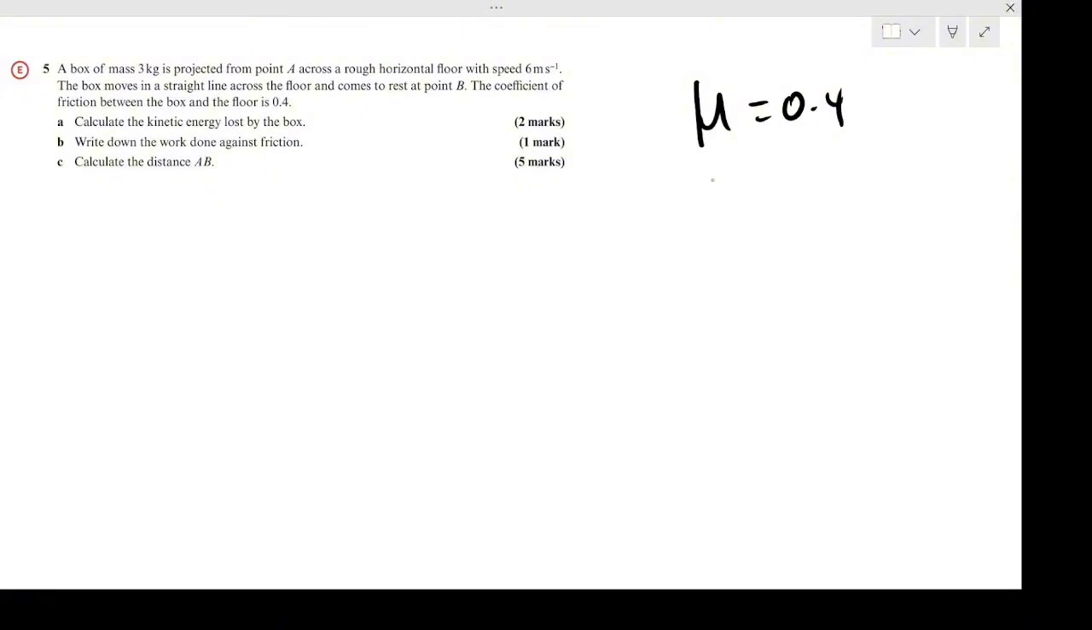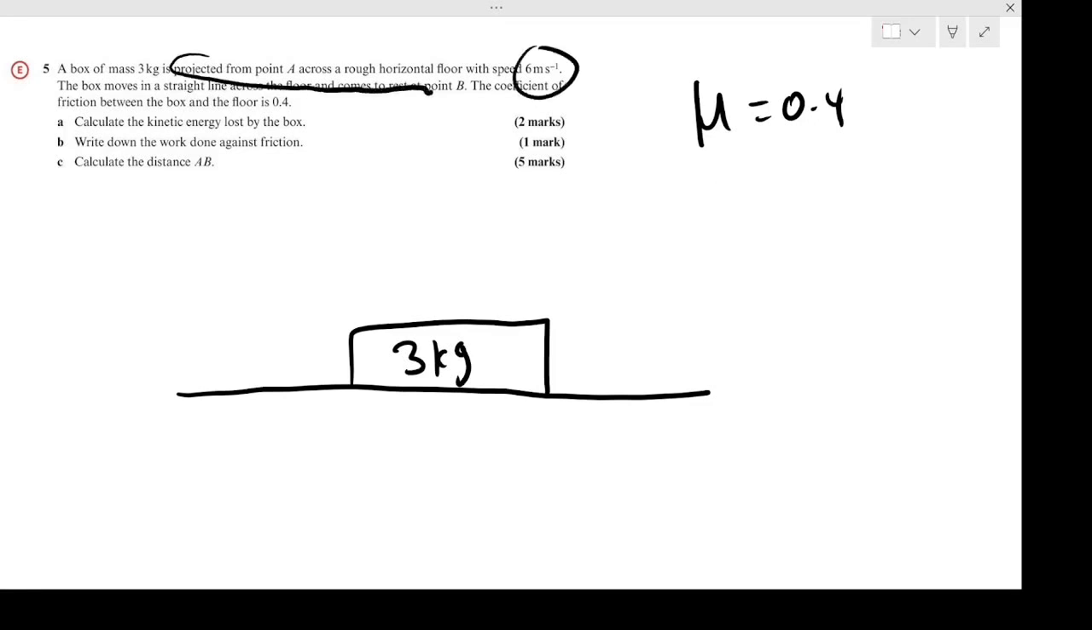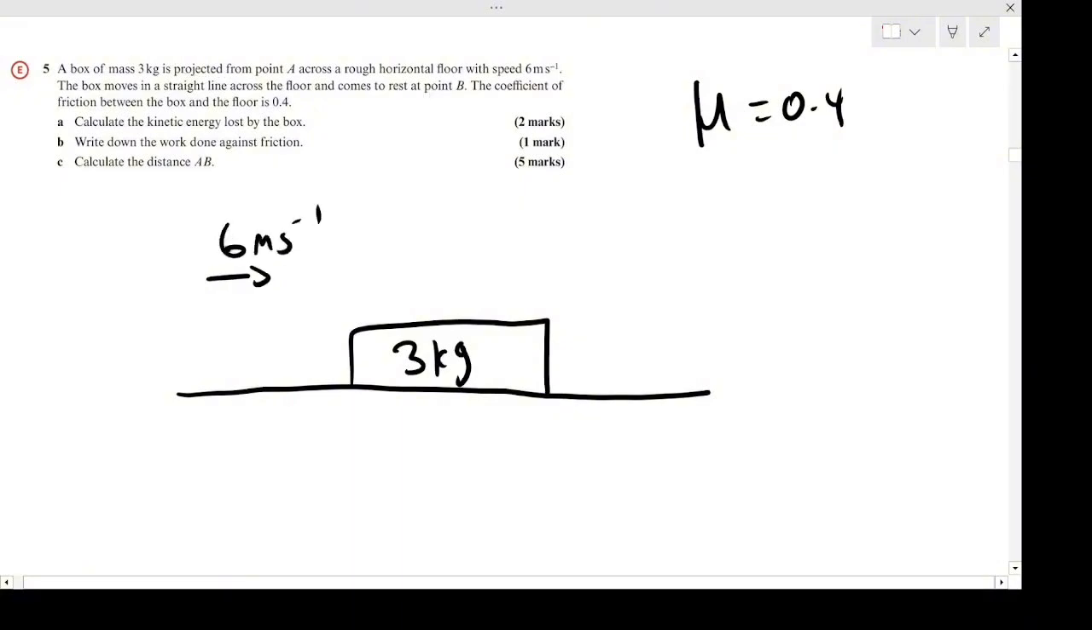Okay, so again, if I just draw the situation on first. So I've got a sort of flat surface, a flat line like this. Then I've got my box, the mass is 3. Okay, I'm also told some speeds. I'm told it is projected from point A with speed 6. So initially the speed is 6. And then at point B, it then comes to rest. So again, that means the speed goes to 0. So it stops moving, okay?